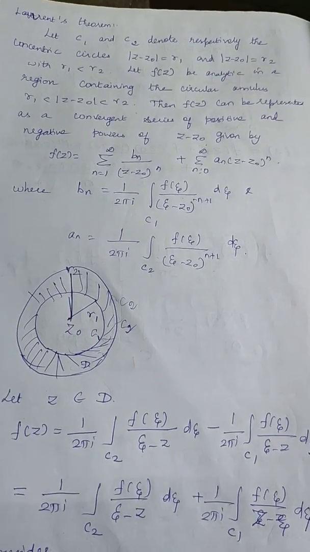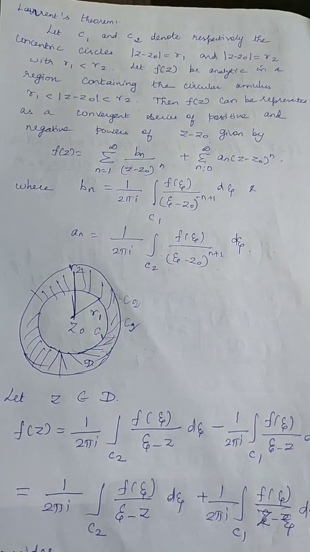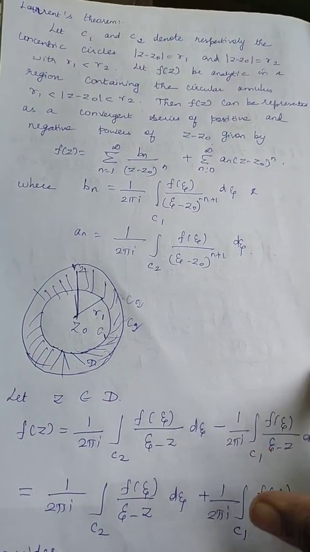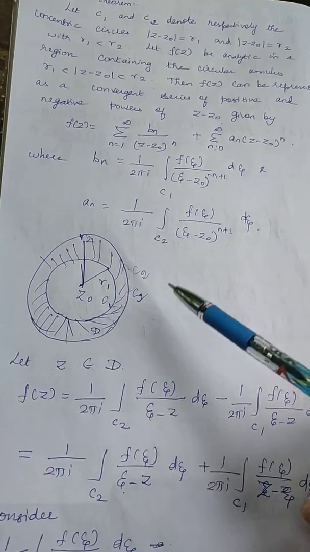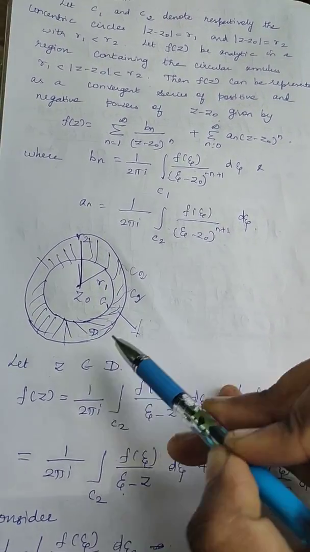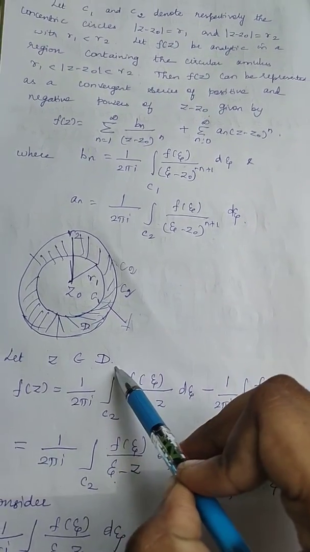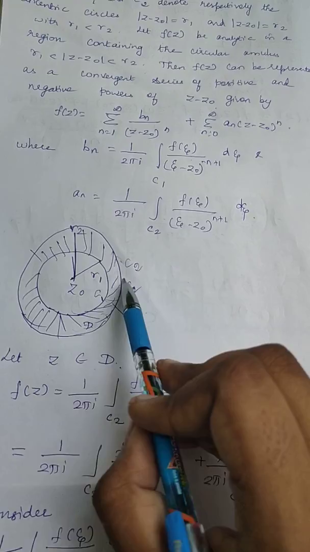As we discussed in Taylor's theorem, the same proof that we are going to make use of here also, to prove Laurent's theorem. So what I'm going to do, I'm going to take a point in this region z. So z belongs to D, which means z is somewhere here. Is it okay? Okay, fine.